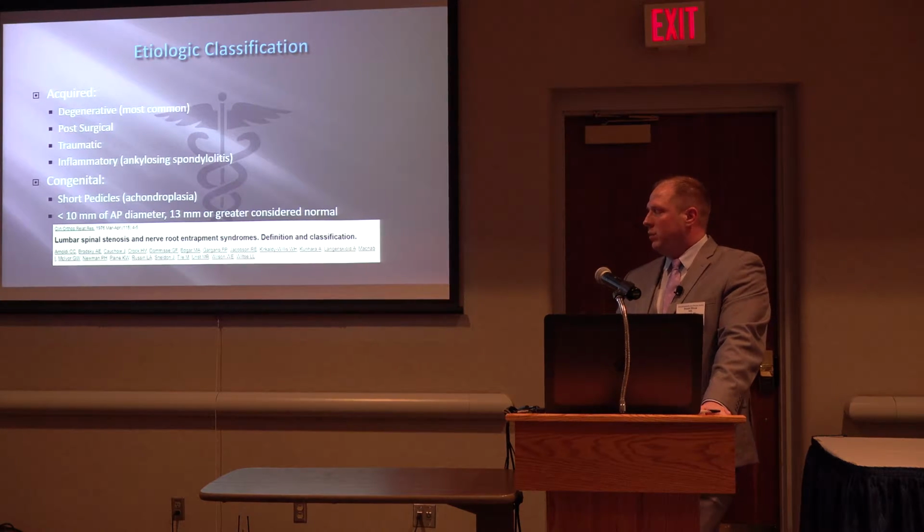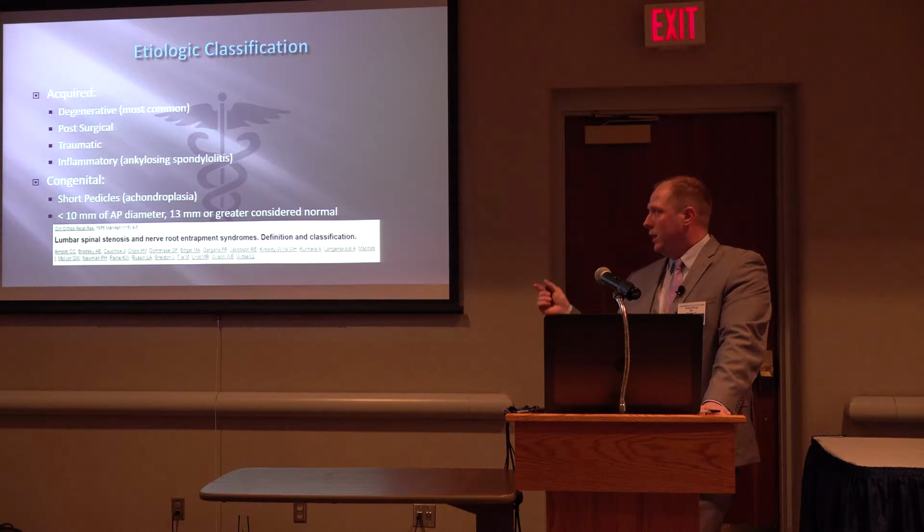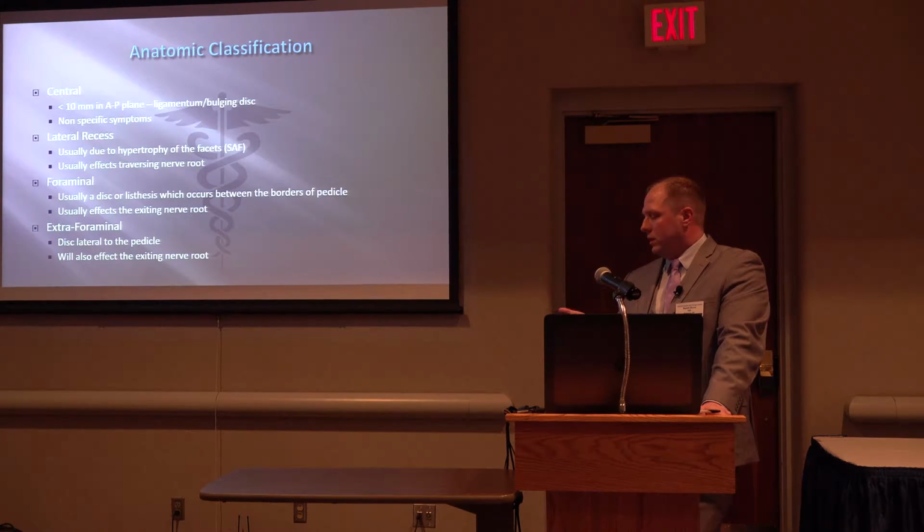Congenital stenosis is going to be a little bit rare. There are people who have congenital stenosis even though they don't have any syndromes. The most common example of congenital stenosis is in achondroplastic patients. They typically have short pedicles and therefore have a smaller dimension in their canal. This is typically defined on an MRI as an AP diameter on cross-section of less than 10 millimeters, and normal is typically 13 millimeters or greater. That's how it's typically defined.